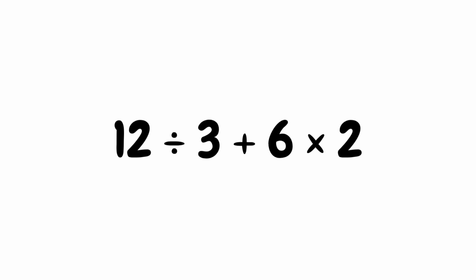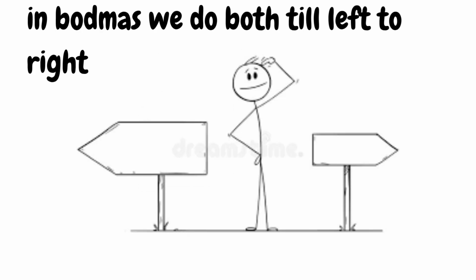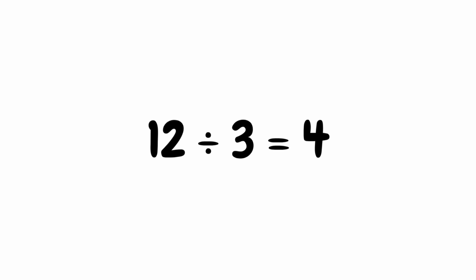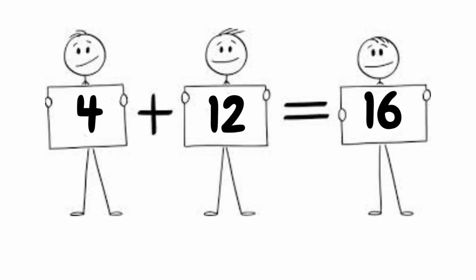Example 4. 12 divided by 3 plus 6 times 2. Now we've got division and multiplication. In BODMAS, we do both from left to right. 12 divided by 3 equals 4. 6 times 2 equals 12. Now add 4 plus 12 equals 16.